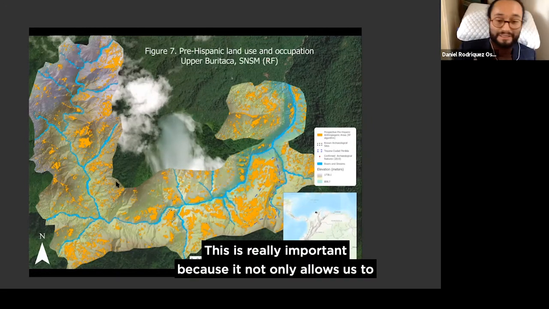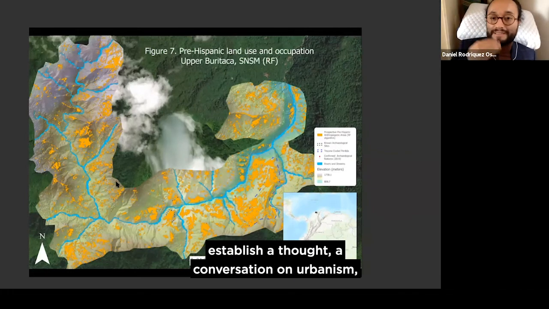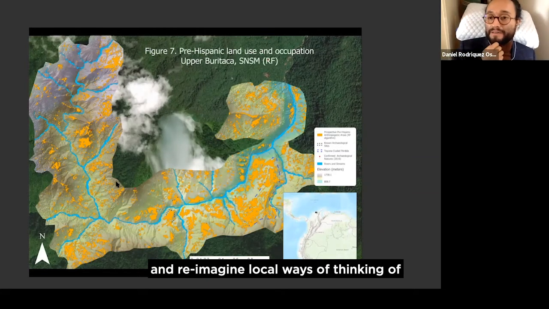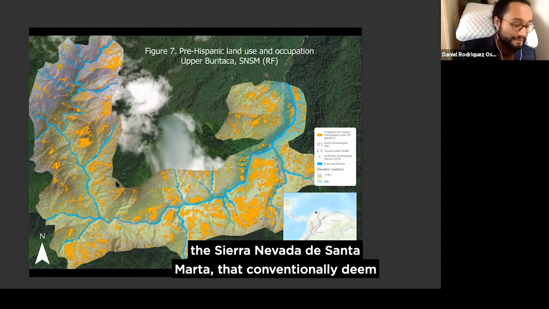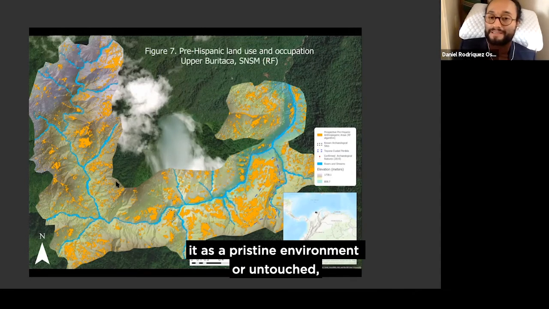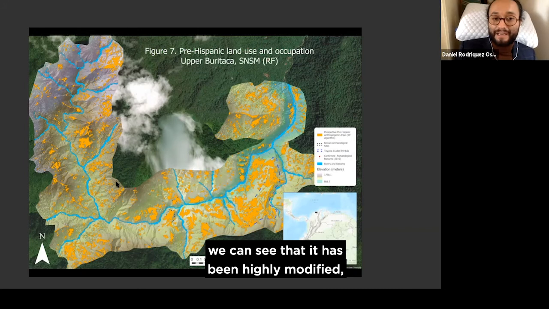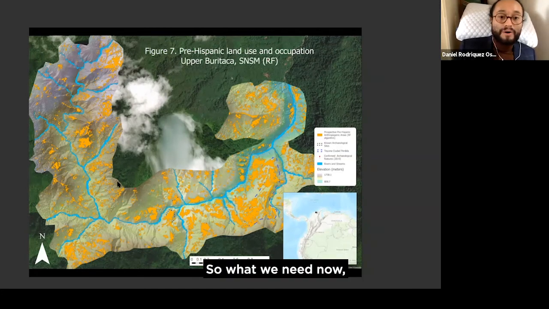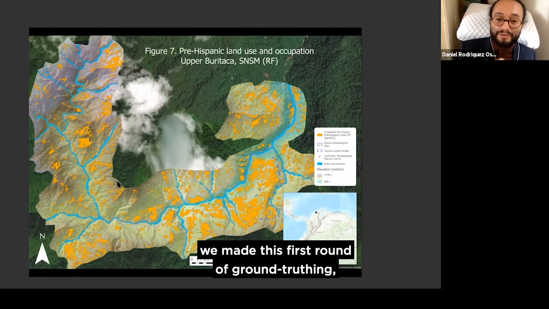And this is really important because it not only allows us to establish a thorough conversation on urbanism, but also to rethink and reimagine local ways of thinking about the Sierra Nevada de Santa Marta, which conventionally deem it a pristine or untouched environment. Now we can see that it has been highly modified, and we have this first way to approach it.